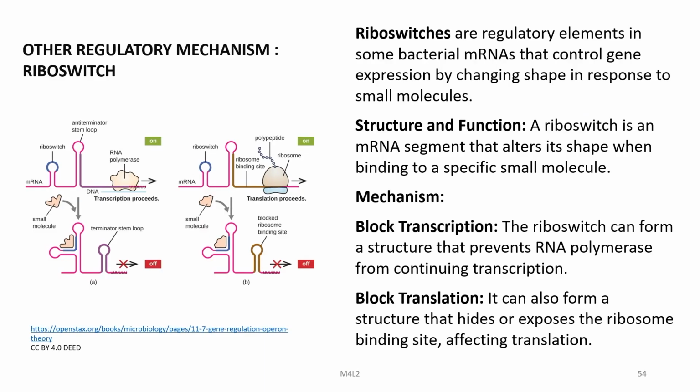There are other regulatory mechanisms like the riboswitch. Riboswitches are regulatory elements in some bacterial mRNAs that control gene expression by changing shape in response to small molecules. Structure and function: a riboswitch is an mRNA segment that alters its shape when binding to a specific small molecule. How does it work?